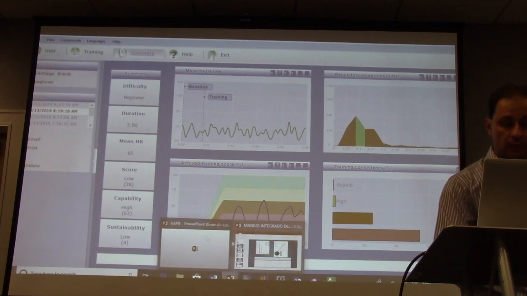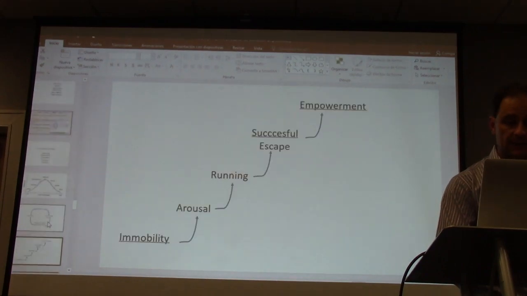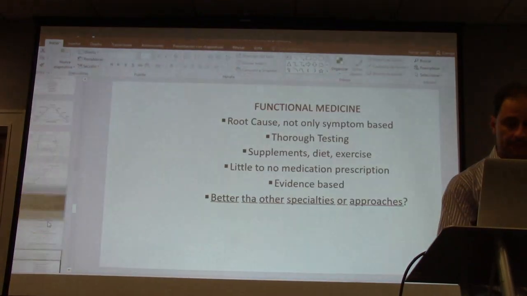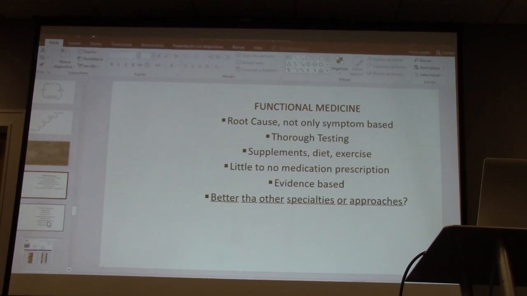So when we talk about integration, this is how I do it. I learned about functional medicine from that book I mentioned, Why My Brain Isn't Working. And I like functional medicine because one is evidence-based. So if you look at the research they have a ton of research. So this is not a new era, new age thing.